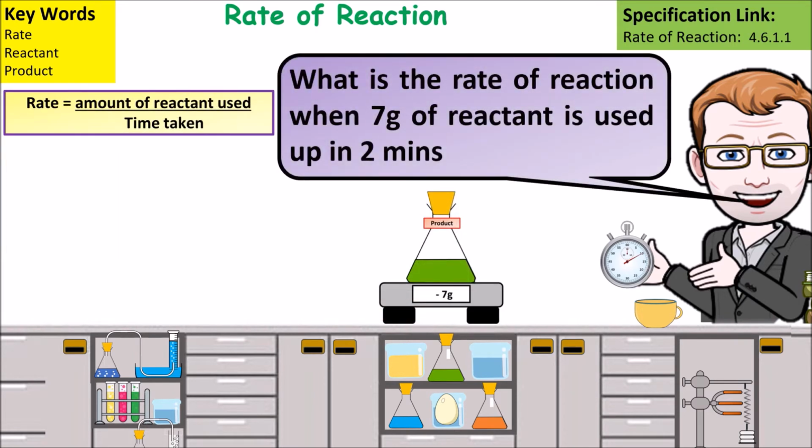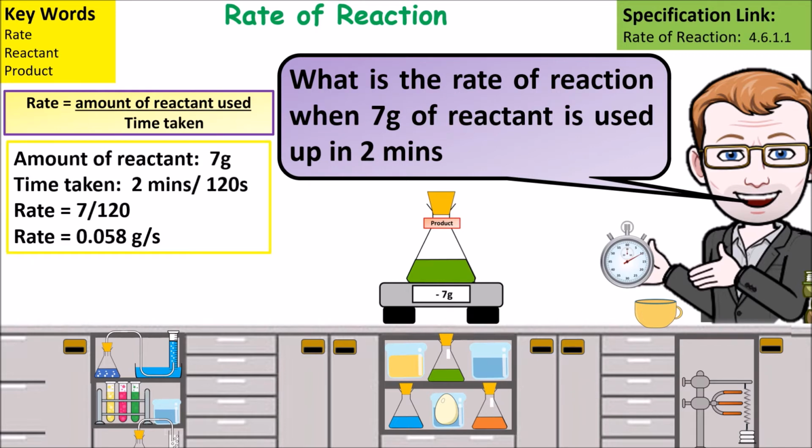And if we're looking at what is the rate of reaction when 7 grams of reactant is used up in 2 minutes, remember again, we turn the 2 minutes into seconds, so we're going to have 7 divided by 120, which would give us a rate of 0.058 grams per second.